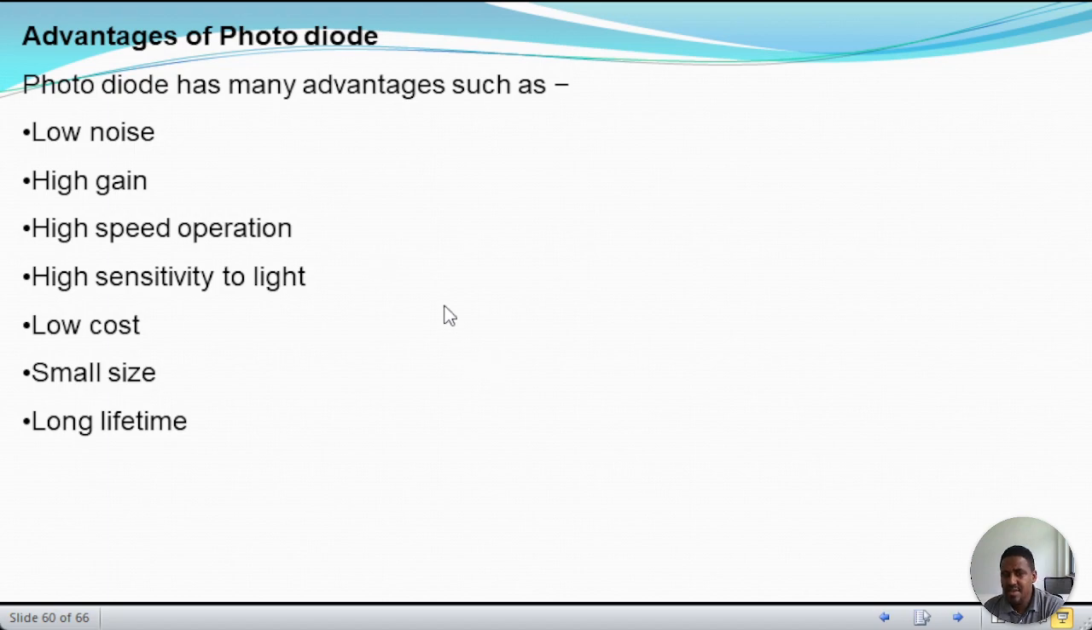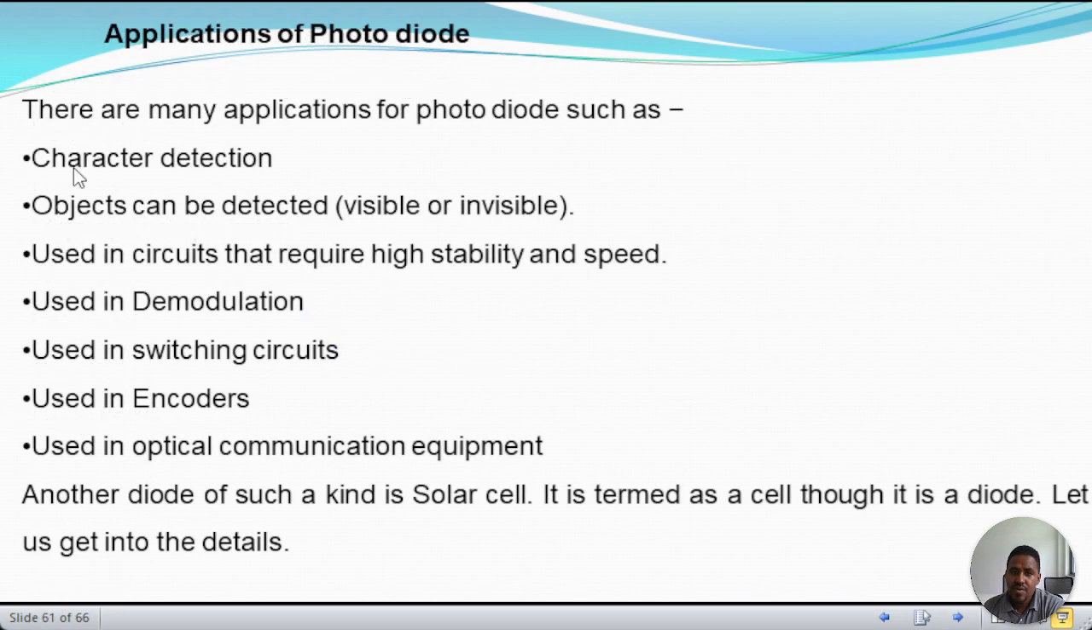So where do they apply those photodiodes? They can be applied in many character detection tasks. Objects can be detected, visible or invisible. They are used in circuits that require high stability and speed, used during demodulation, used in switching circuits, used in coders, and used in optical communication equipment.